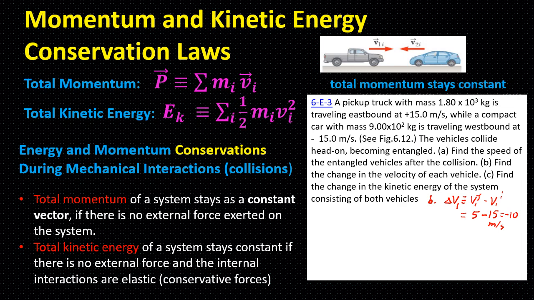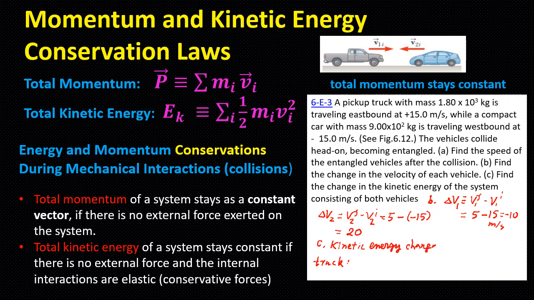Now for the other one, for the car, same idea. V2 change is V2 final minus V2 initial. V2 final is the same, the 5. However, V2 initial is negative, so it's going the other direction. So negative over negative is positive. So it is positive 20. Make sense? Yes.